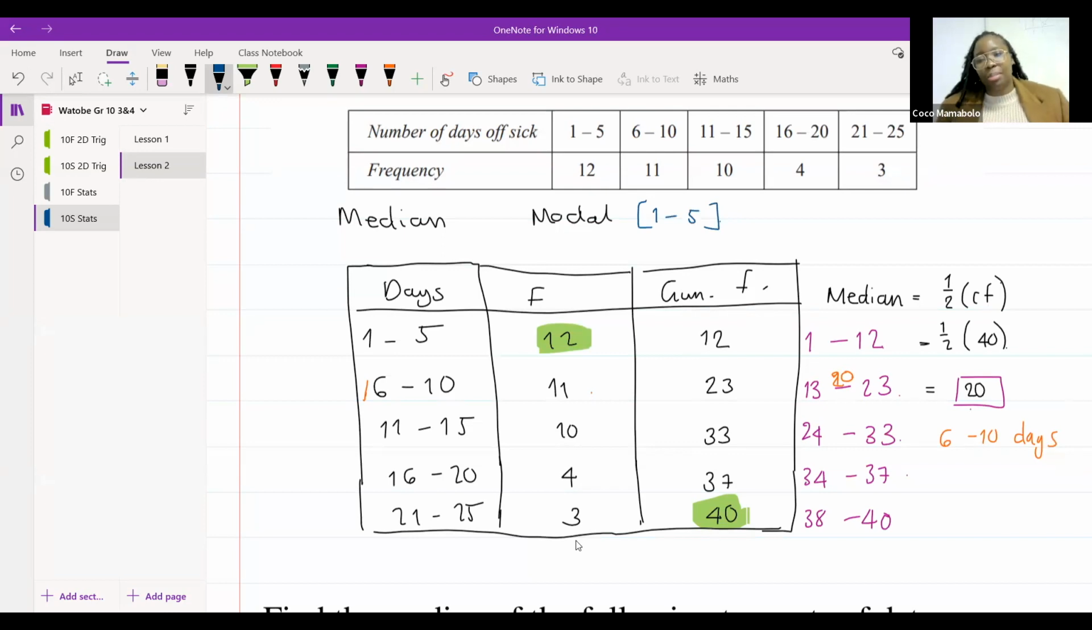Okay. Are you seeing what we've done here? We've only just done the median and the mode. Is that making sense? Yes, ma'am. Beautiful. All right. That's all we needed to know. And that's how much you've missed. That's all you've missed. That's it.